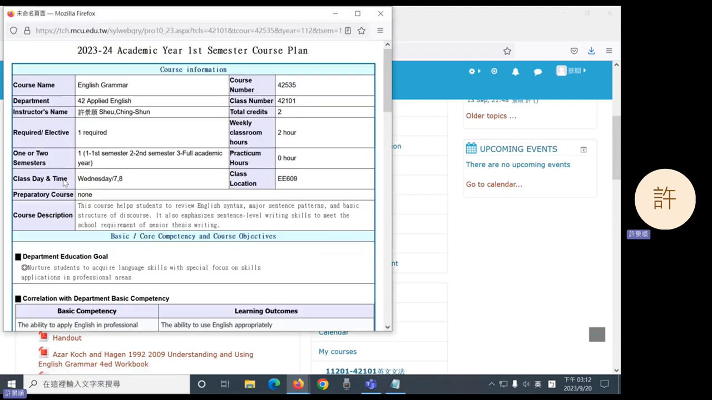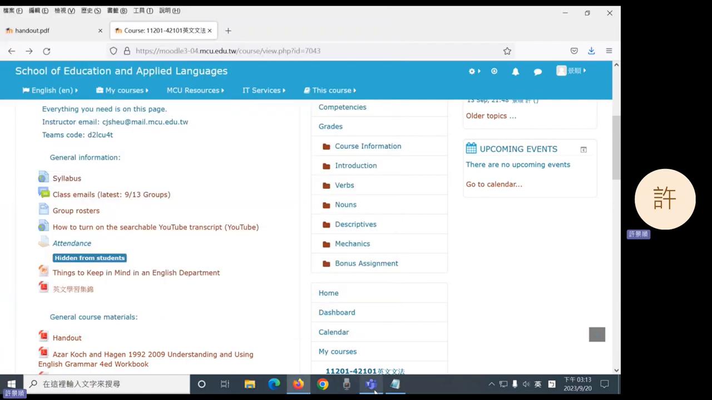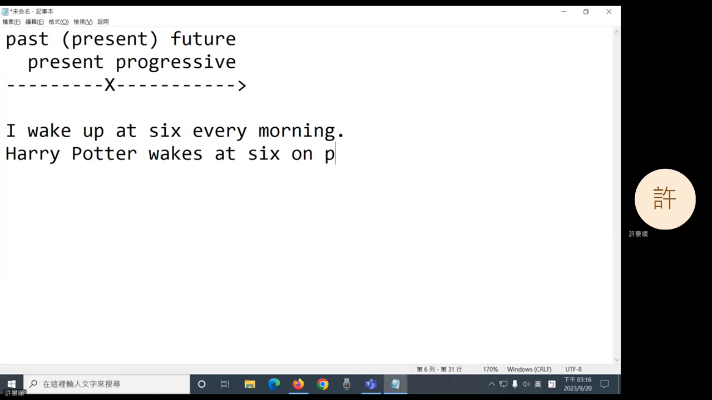The syllabus says tenses and progressive aspect. 时间和进行式. So let's talk about this. We mentioned last time that English only has three tenses. Why am I using caps lock? The past is things that happened before. The future is things that will happen or you expect will happen. But in English, the present is used for something completely different. We still use the present tense.